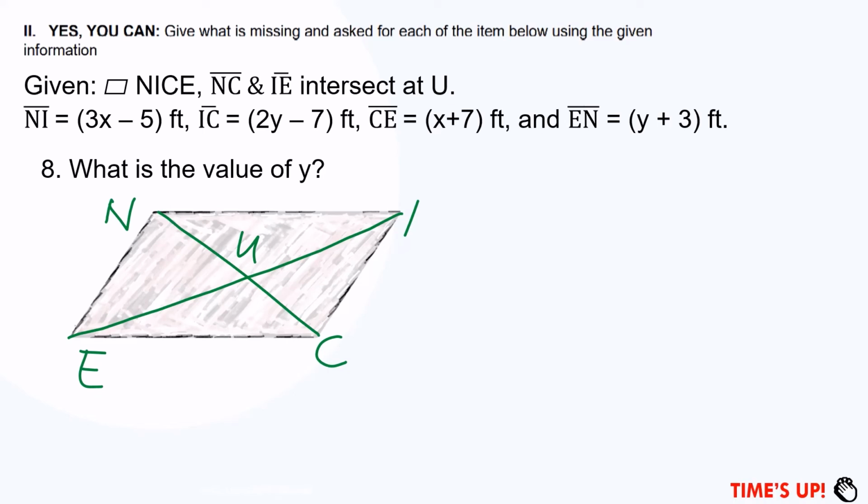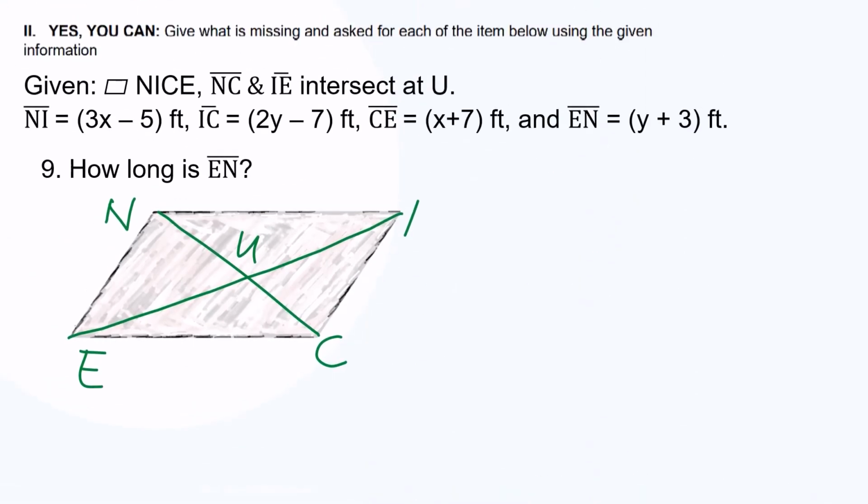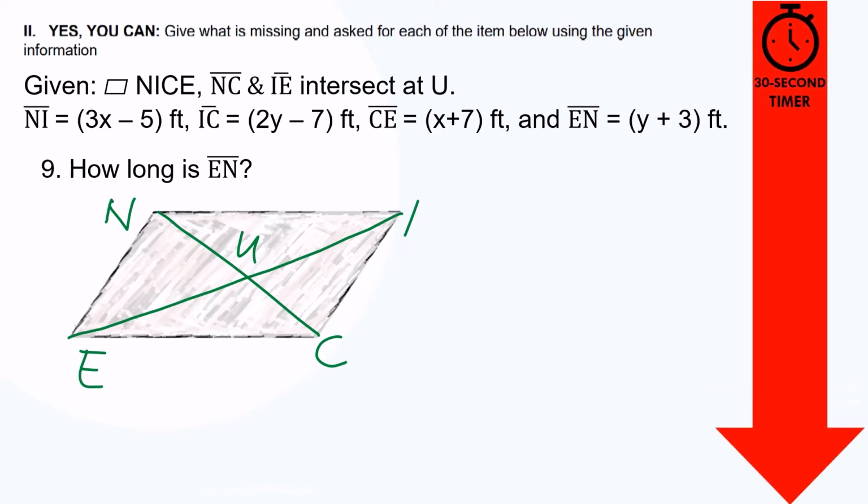Okay, to solve for y, we have side AC is congruent to side EN. Equate the values y minus 7 and y plus 3. So do simple algebraic technique. You can use transposition method or addition or subtraction property of equality to get the value of y, and the final answer is y equals 10. Question number 9. How long is side EN? Your timer starts now.